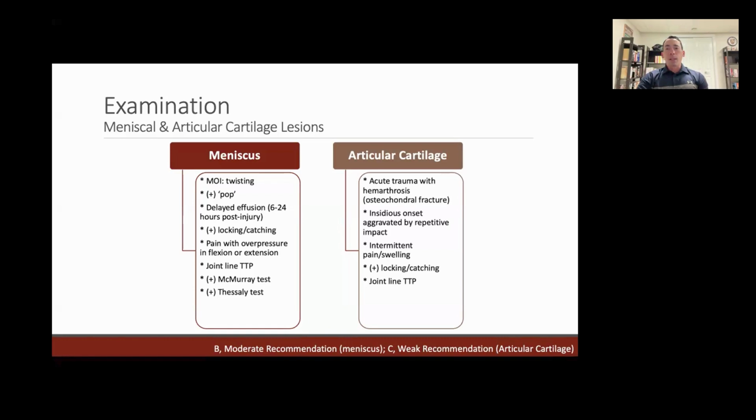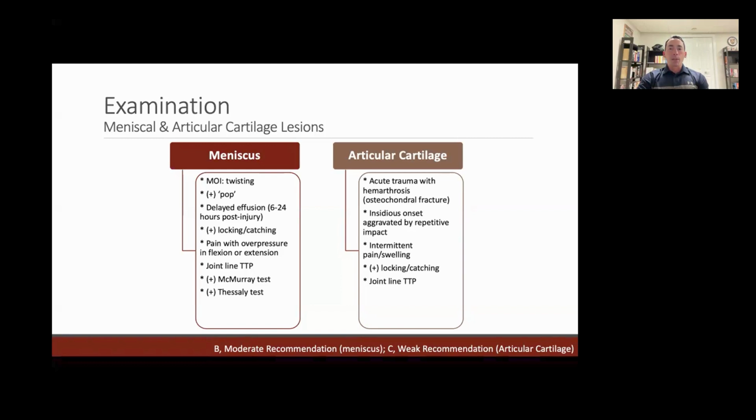Now, as stated previously, in the objective portion of the exam for all knee injuries, you should assess knee joint range of motion, effusion, thigh muscle strength, and lower extremity movement coordination and knee stability. Patients with meniscal tears frequently have pain when overpressure is applied to the end range of knee flexion or extension. And patients with both meniscal tears and articular cartilage lesions have tenderness to palpation at the affected joint lines. There are some additional special tests that you can use to diagnose meniscal injuries. The two best ones for meniscal injuries are the McMurray test and the Thessaly test. Both of these are pain propagation tests.